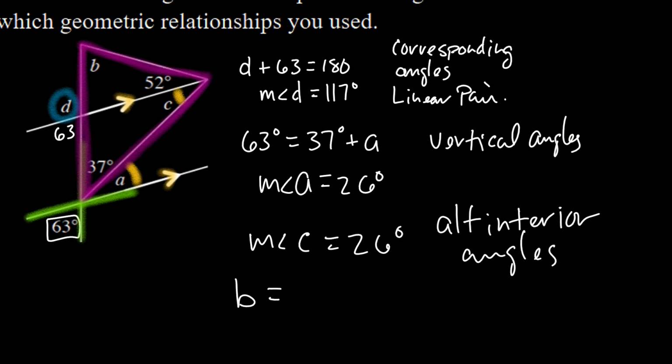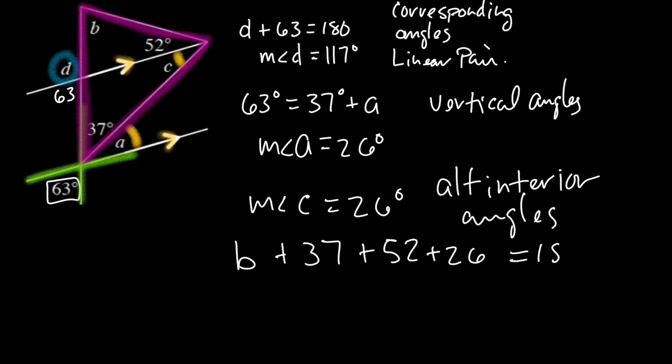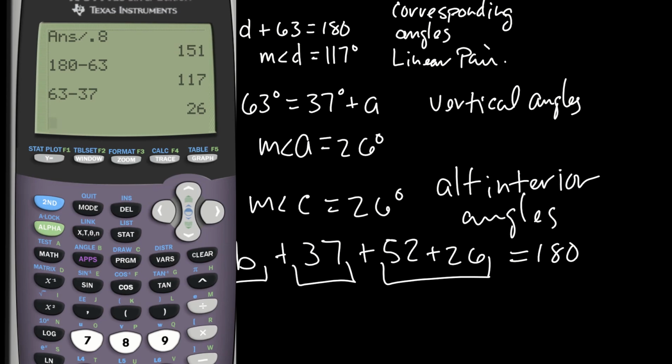Plus there's this 37, and then the other angle is the 52 degrees together with the 26 from C. So all of these angles have to add up to 180, and it looks like I've got more than three angles in a triangle, and that's not what's happening. What I've got is this is an angle, this is an angle, and then these two together are a third angle.